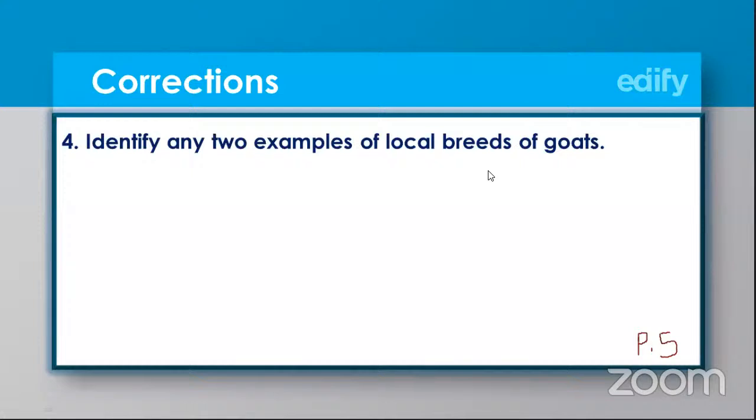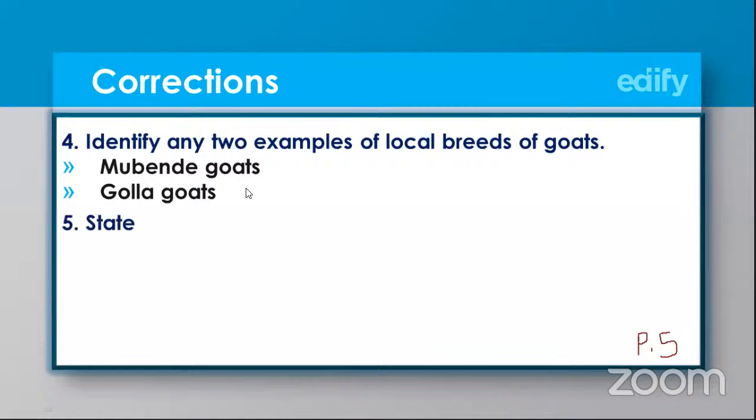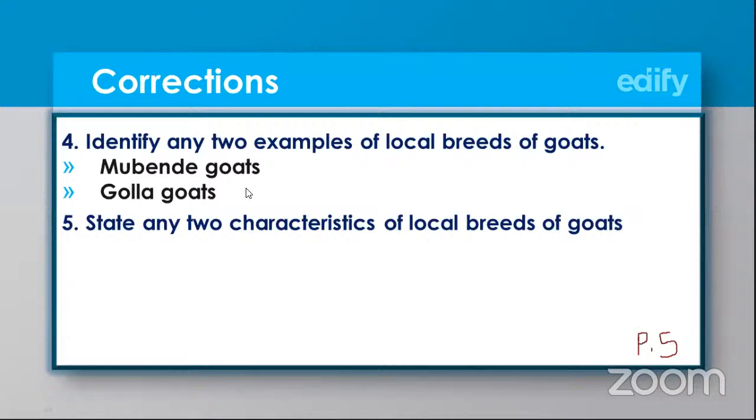Yes, Noah, can you give us another one? There were many. Kigezi goats. We have the Kigezi goats. Very good. So we mention as many as possible. So we can just give two here. One of them we talked of, Mubende goats, and another one, somebody talked about the Gala goats. So these are the two examples, but there are others, like the small East African goats, the Somali goats.